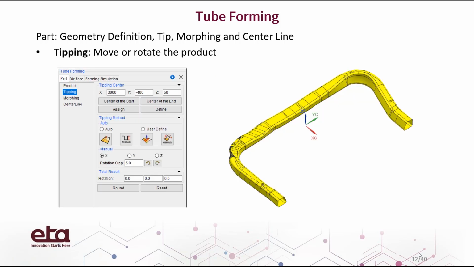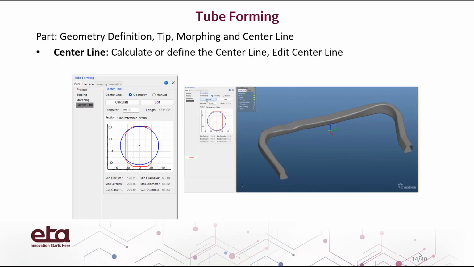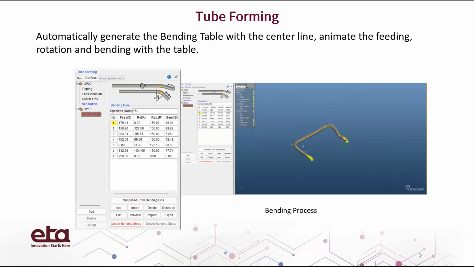After product definition, you can proceed to tipping operation. Next, performing morphing operation, for example, filling tube ends. Using centerline function, we can calculate or define tube centerline. Edit function is also available to modify centerline. Automatically generate the bending table with the centerline. Animate the feeding, rotation, and bending with the table.